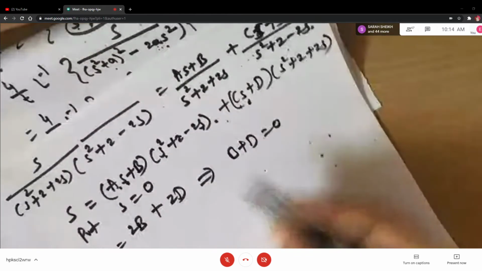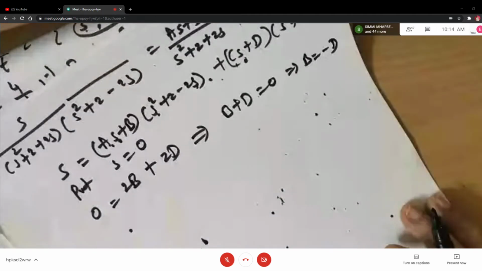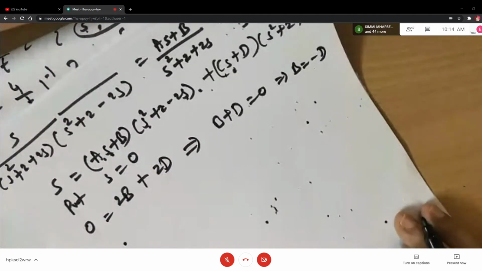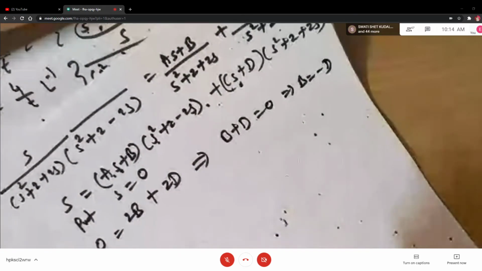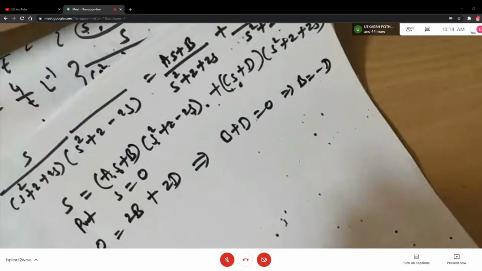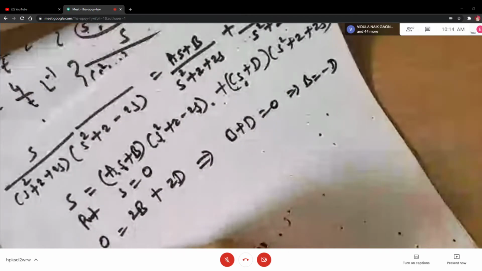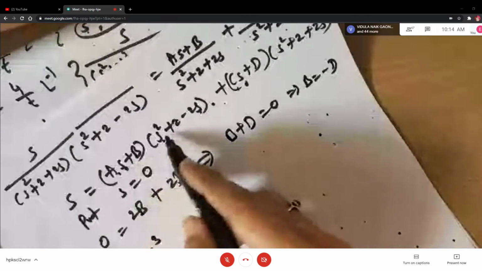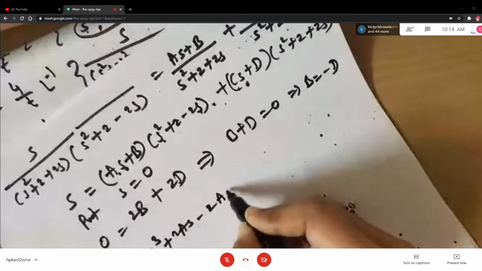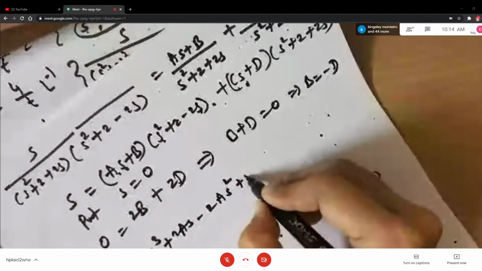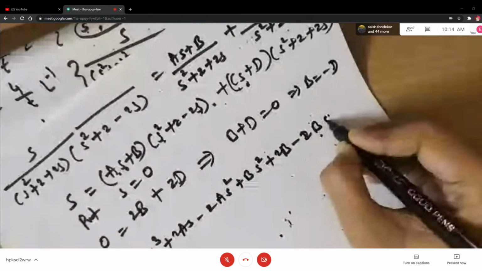After cancelling 2, you are getting b is equal to minus d, but you are not getting the value of either b or d. Only this you are getting, right? So let us open the right hand side and equate the coefficients. That is the best way. What I am saying, open means multiply. It will be as cube plus 2as minus 2as square, correct, plus bs square plus 2b minus 2bs.